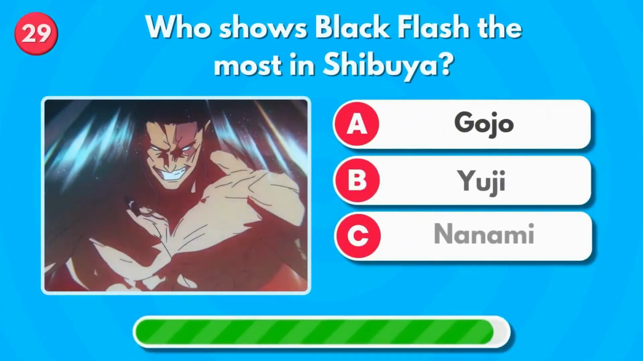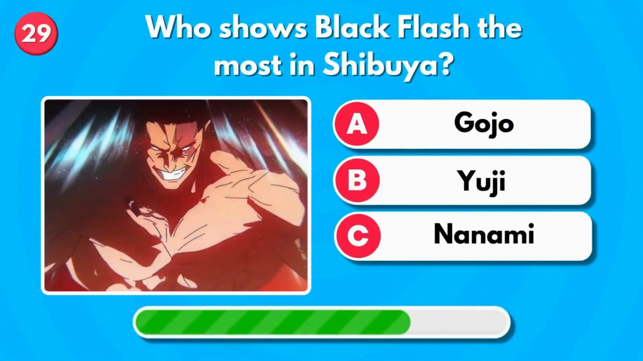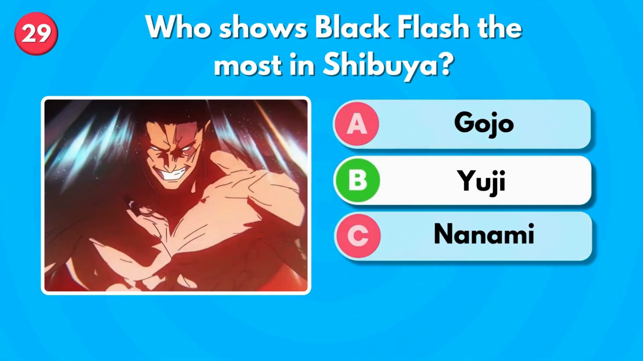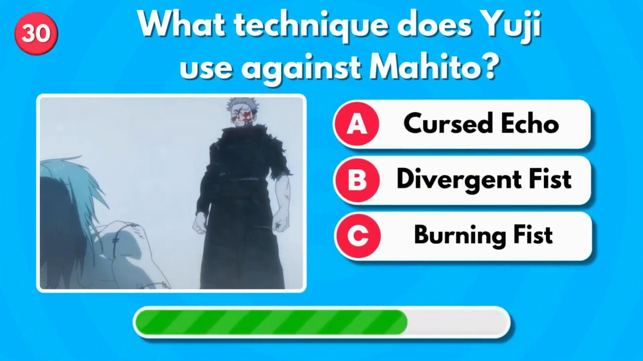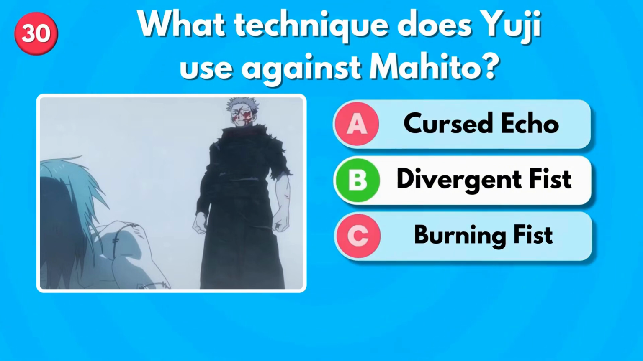Who shows Black Flash the most in Shibuya? Yuji. What technique does Yuji use against Mahito? Divergent Fist.